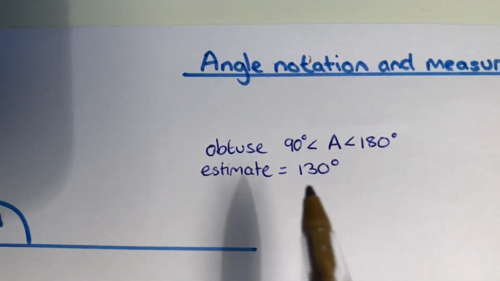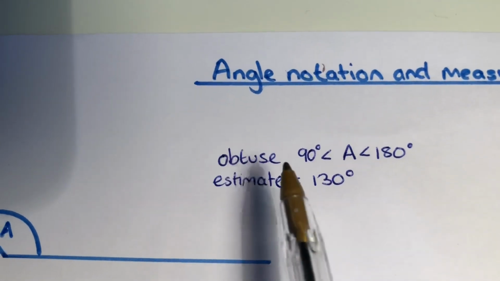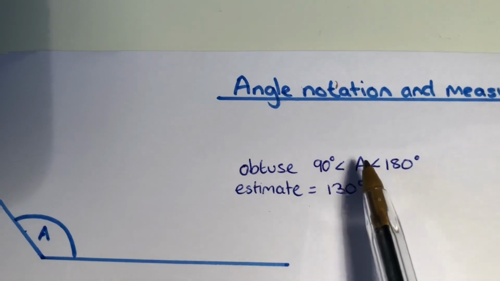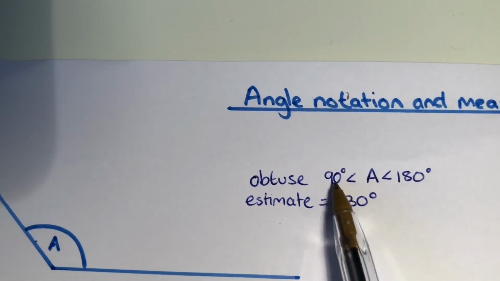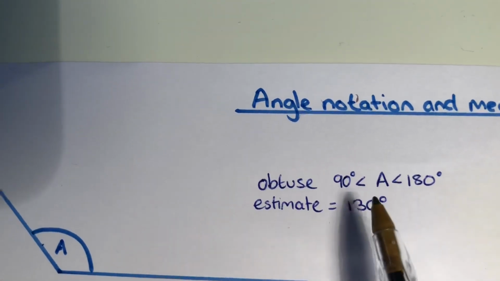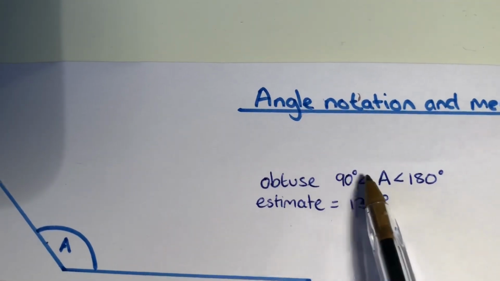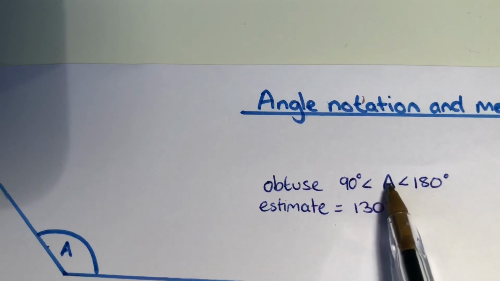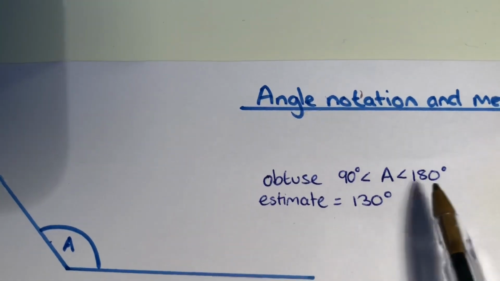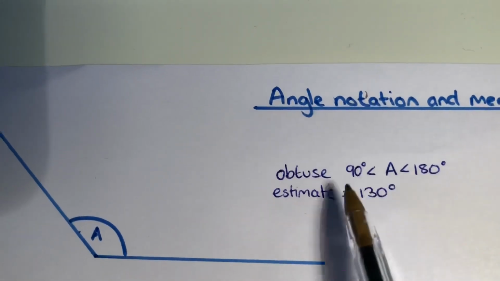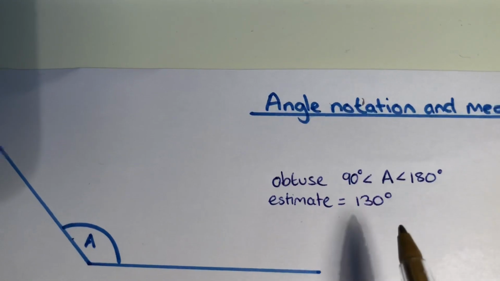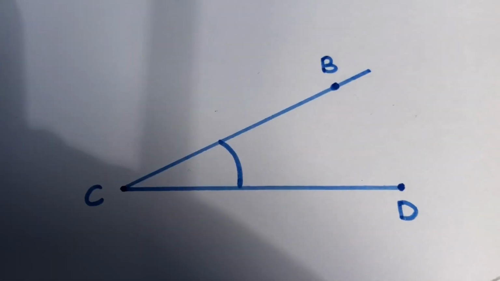So I could write down my estimation like this. It's obtuse, and we know that that means that the angle A must be between 90 degrees and 180 degrees, and we can use the less than symbols to show that. So 90 degrees is less than our angle A, but the angle A is also less than 180 degrees, and we could pick anything that we think is approximately correct. So I'm going to take 130 degrees. Let's have a look at this angle.